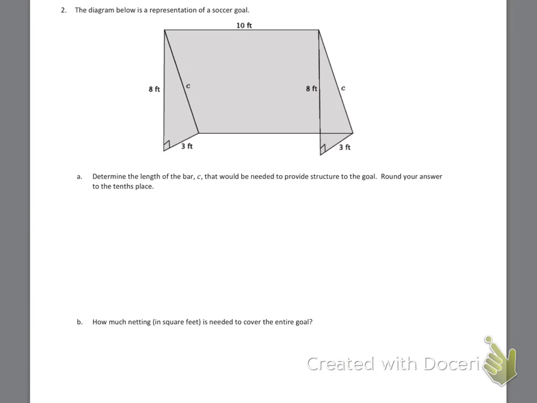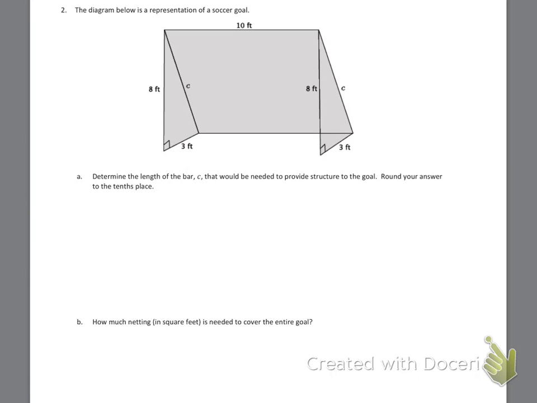Okay, problem 2 uses this diagram, which is, I'm glad they told us it was a soccer goal because it's kind of hard maybe to visualize this drawing, but hopefully you could visualize it. We're being asked to determine the length of the bar that would be needed to provide structure to the goal. So that's this bar right here, and there's a second one over here. It's labeled length C.